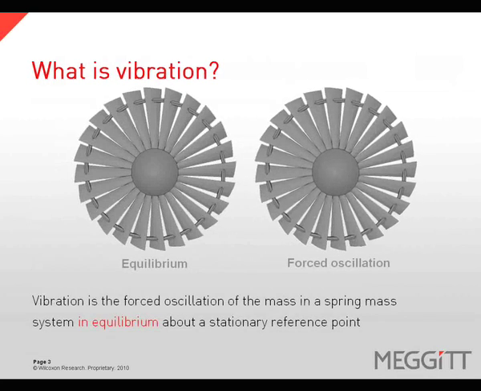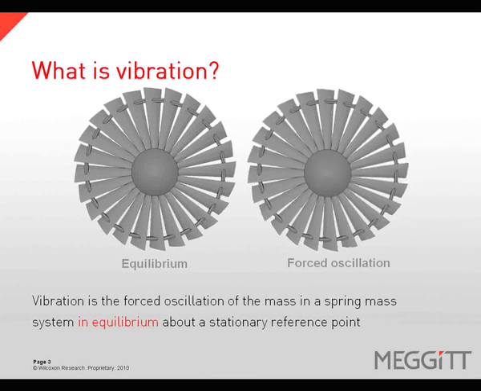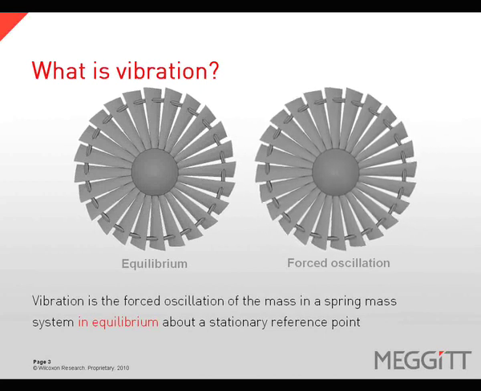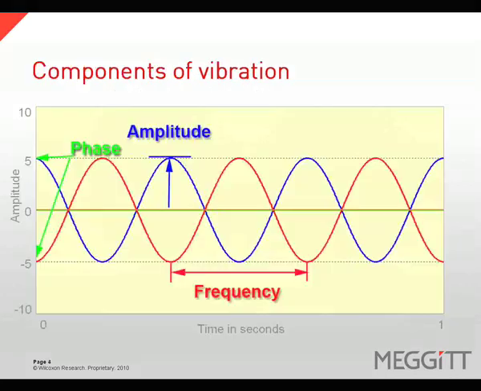Vibration is the forced oscillation or the back and forth motion of a mass in a spring mass system in equilibrium about a stationary reference point. In this case, in our example, the stationary reference point is the shaft of our rotor. Vibration can be characterized using three specific components: frequency, amplitude, and phase.